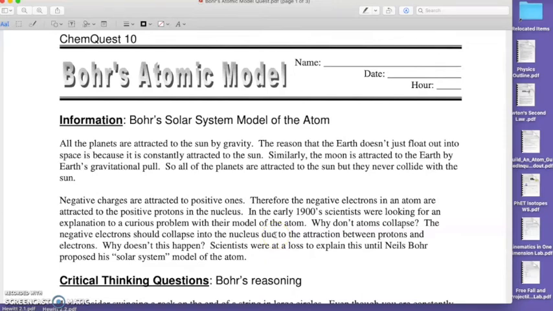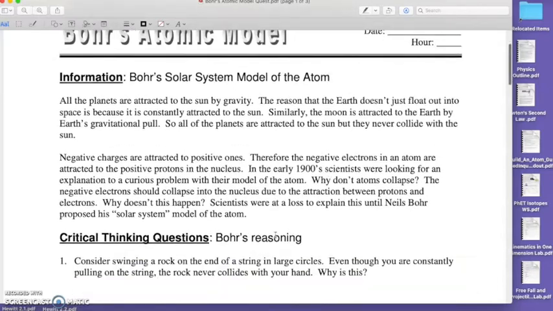Okay, ChemQuest 10, Bohr's atomic model. Bohr's solar system model of the atom. All the planets are attracted to the sun by gravity. The reason that the Earth doesn't just float out into space is because it is constantly attracted to the sun. Similarly, the moon is attracted to the Earth by the Earth's gravitational pull. So all of the planets are attracted to the sun, but they never collide with the sun.